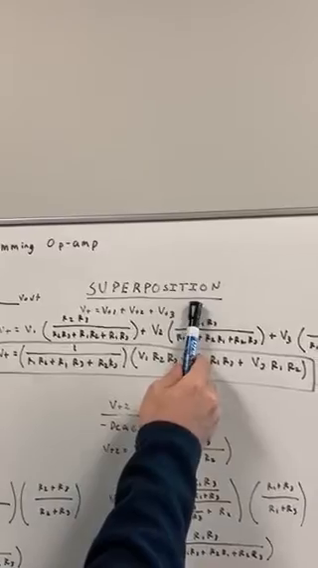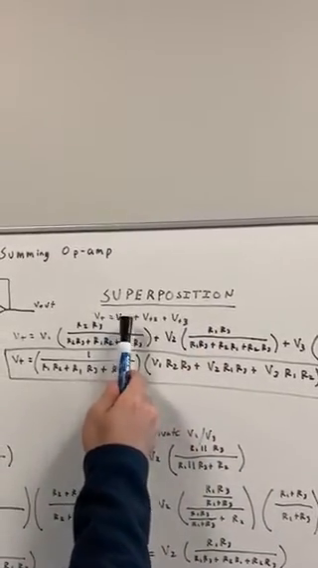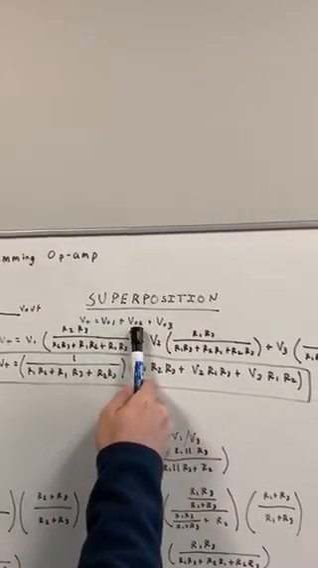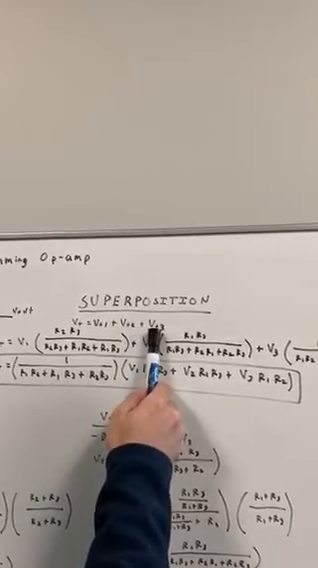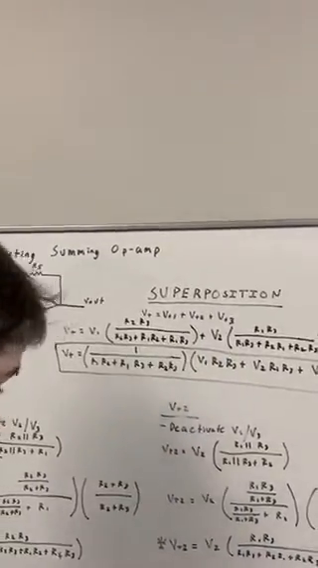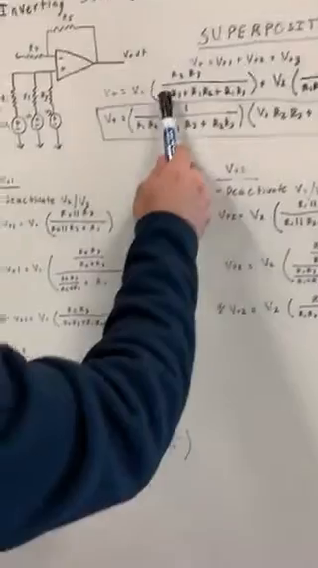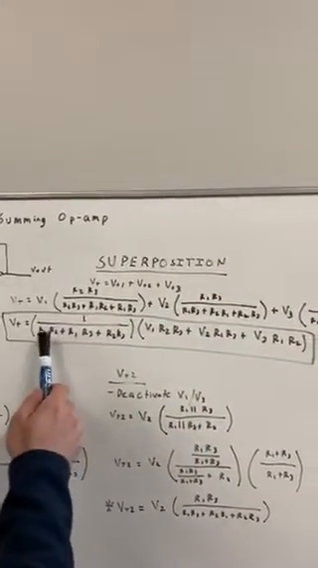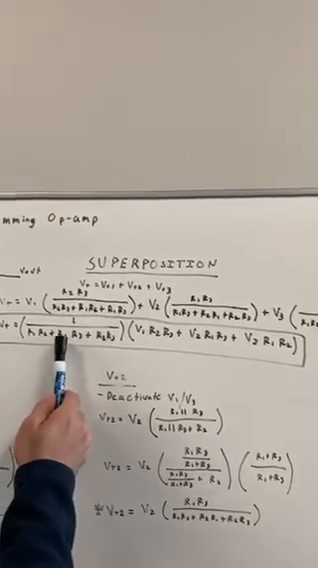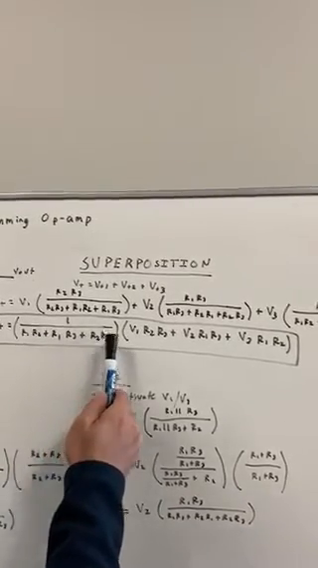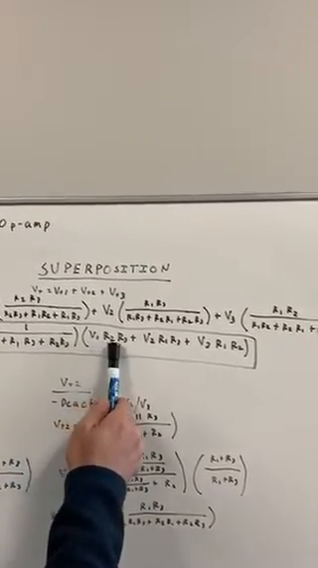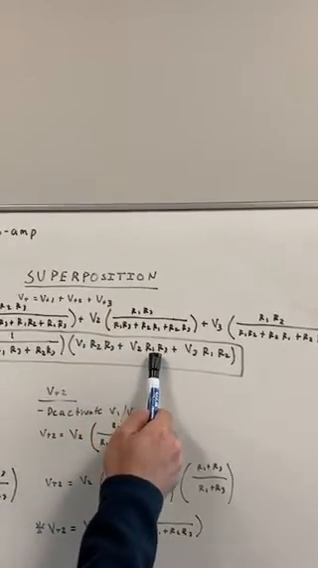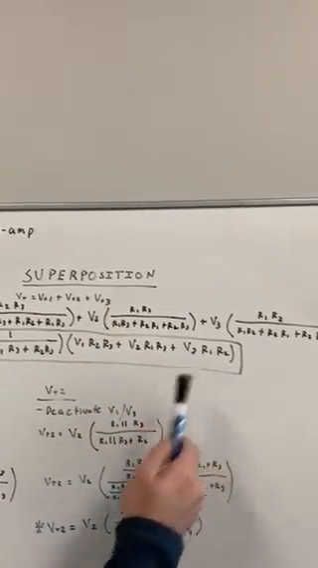We're going to use superposition, which gives us V positive equals V positive 1 plus V positive 2 and V positive 3. So using the three equations we found earlier, we can combine these three and then simplify them down. So V positive equals 1 over R1, R2 plus R1, R3 plus R2, R3 times V1 times R2, R3 plus V2, R1, R3 plus V3, R1, R2.